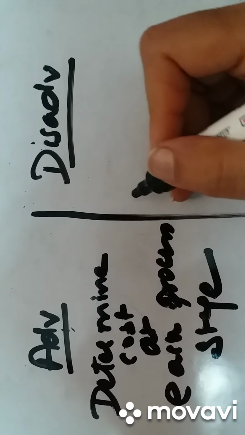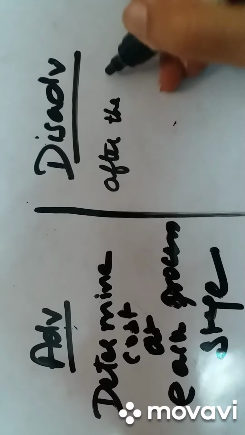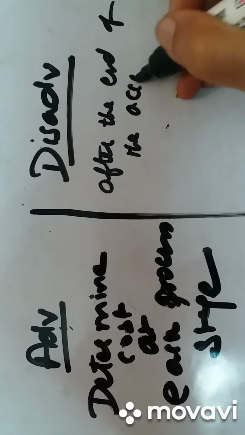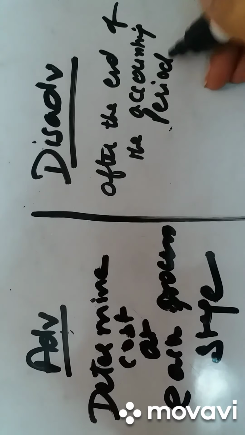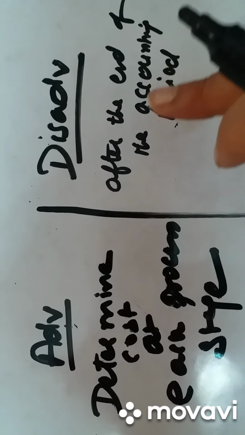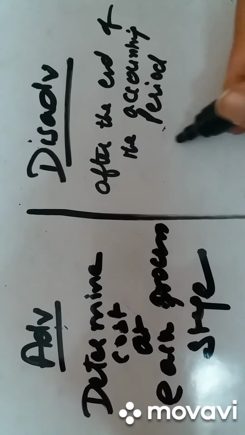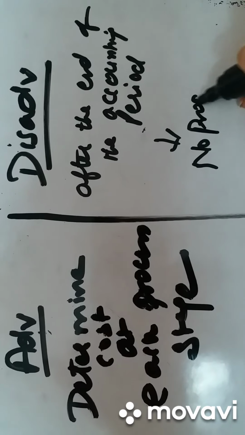So cost is obtained only after the end of the accounting period. Only then we know about the cost. Because cost is known afterwards when it is incurred, we cannot have proper control. So no proper control on it.